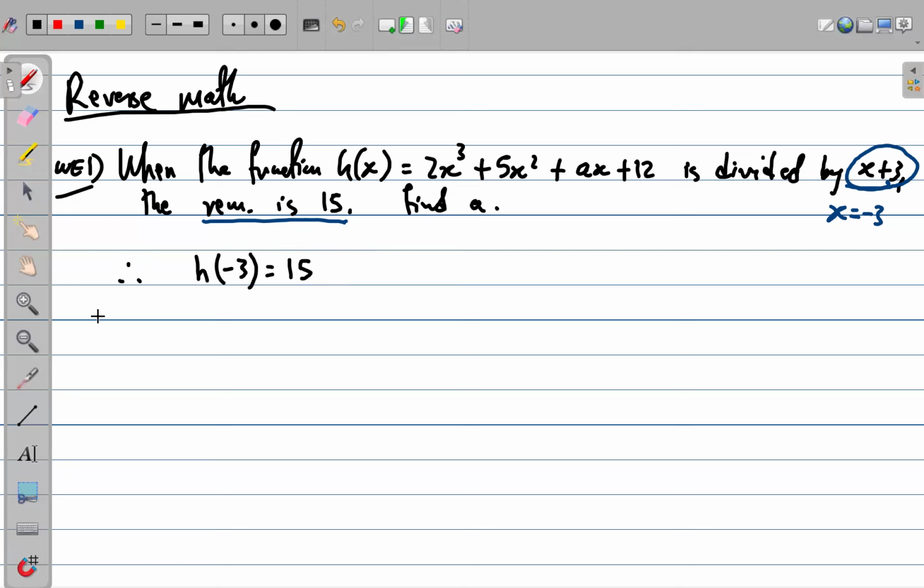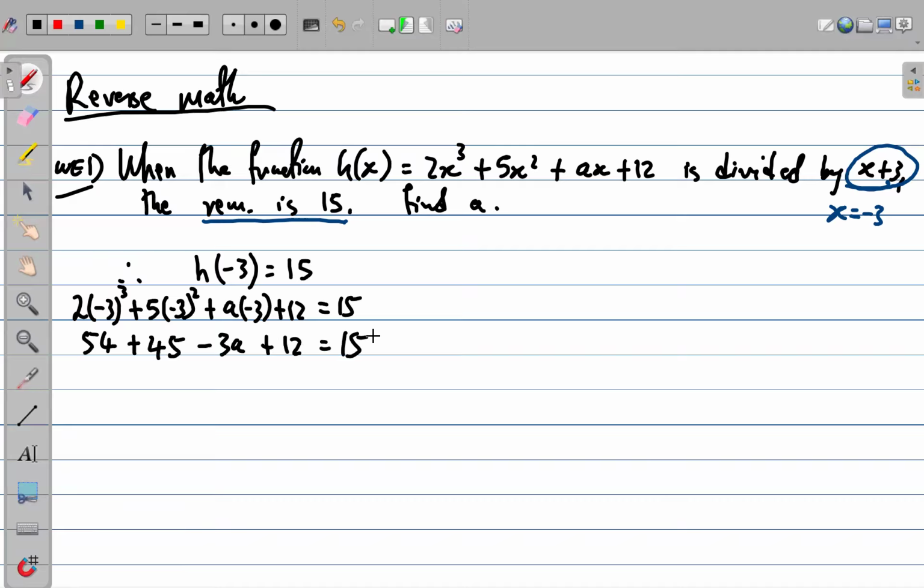So we go ahead, I will substitute. So 2 into negative 3 cubed. Plus, watch here, you've got to substitute the negative 3, and this is 15, right? So negative 3 cubed is a negative 27. We're going to multiply that by 2. And negative 3 squared will become a positive 9. We're going to multiply that by 5. And a positive a times a negative 3 is a negative 3a. Watch that. Signs are usually the downfall of many students at this point in time.